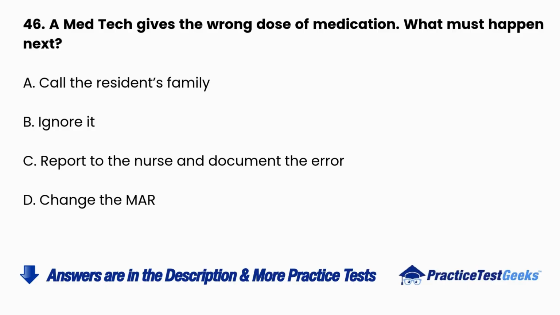46. A med tech gives the wrong dose of medication. What must happen next? A. Call the resident's family. B. Ignore it. C. Report to the nurse and document the error. D. Change the MAR.